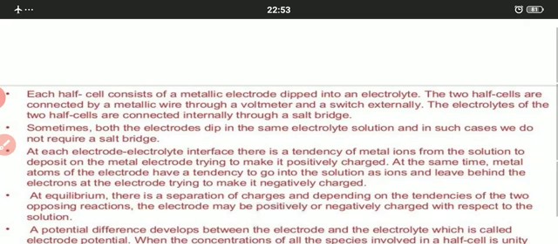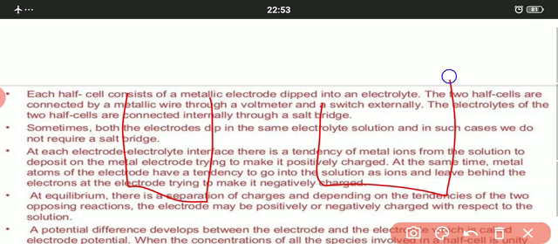Revise that each half cell consists of a metal electrode dipped into an electrolyte. The two half cells are connected by a metallic wire through a voltmeter and switch externally. The electrolytes of the two half cells are connected internally through a salt bridge.